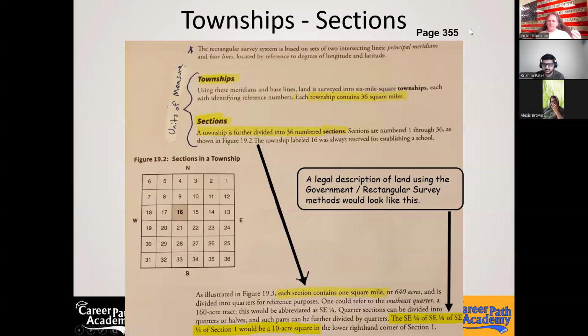Okay, so in the book, let's highlight this and write units of measure next to townships and sections. Highlight the word township, contains 36 square miles, and a township is further divided into 36 numbered sections. Each section contains 1 square mile. So we drew an arrow from that to this because they put a separation with this little map in between. So this is how the government or rectangular survey works.